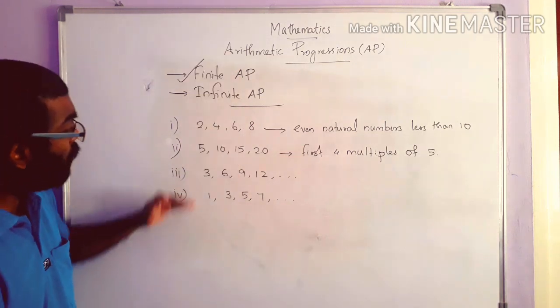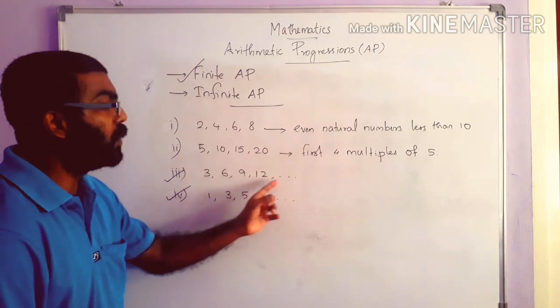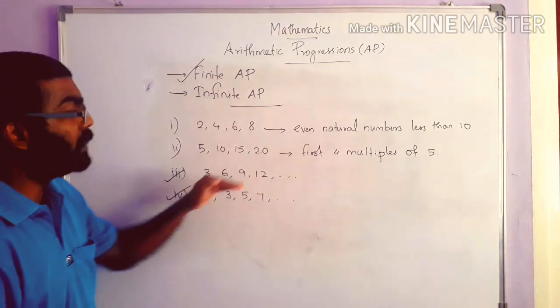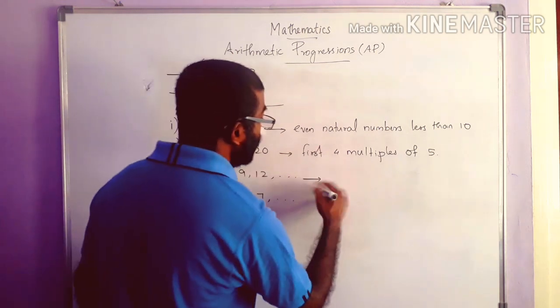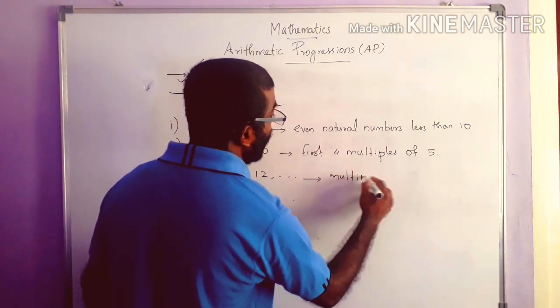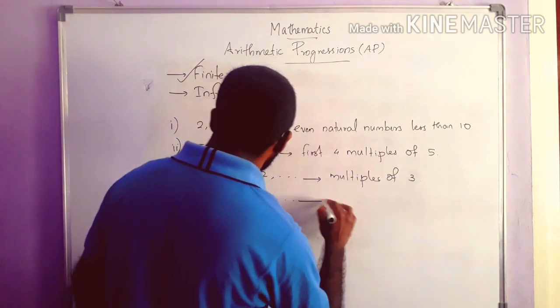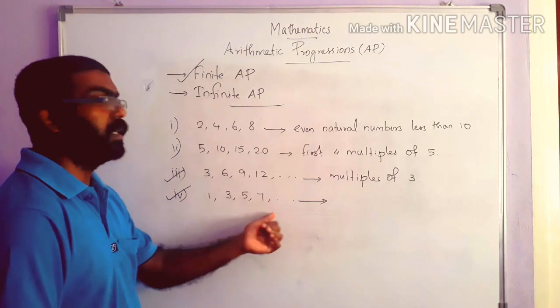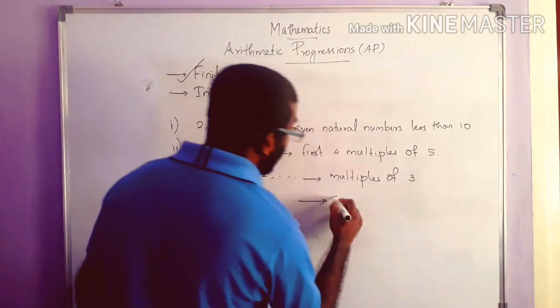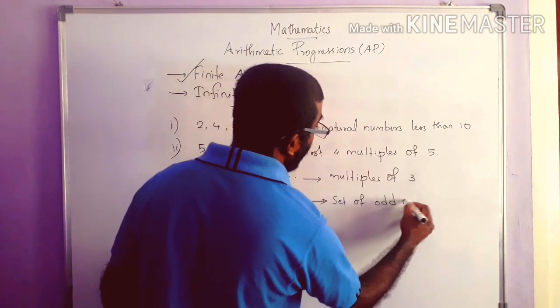Clear? Now look at the last two examples. 3, 6, 9, 12, etc. That means the multiples of 3. And 1, 3, 5, 7, etc. The set of odd natural numbers.